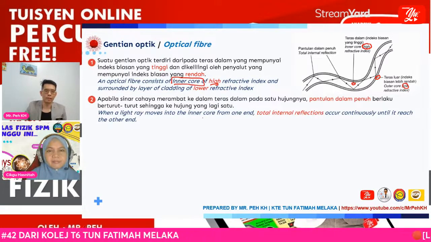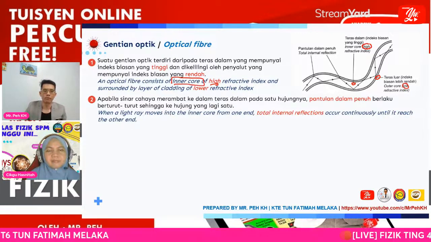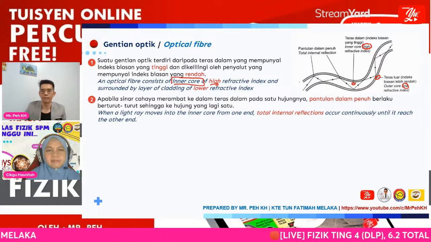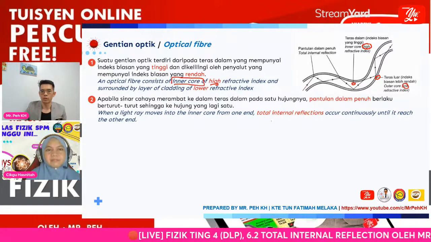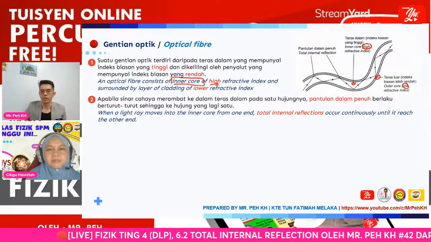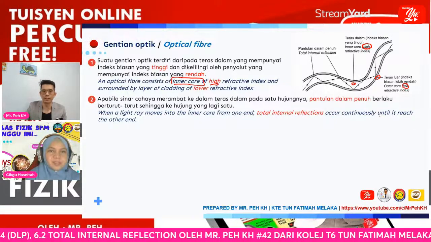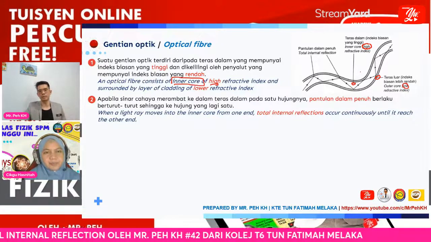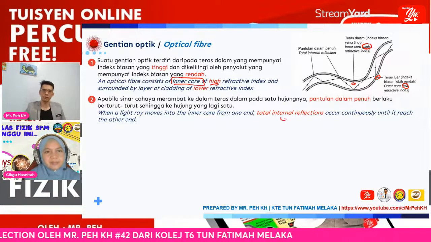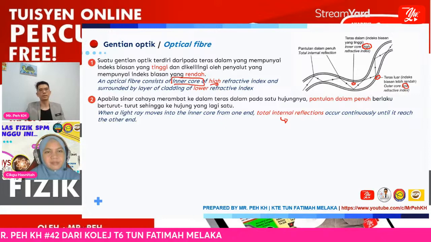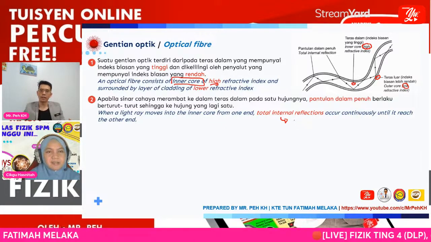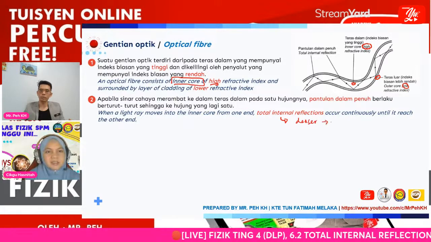Okay, so when the light ray moves into the inner core from one end, total internal reflection occurs continuously until it reaches the other end. As mentioned just now, for total internal reflection to occur, two conditions must be met. First, the light ray must go from a denser medium to a less dense medium.